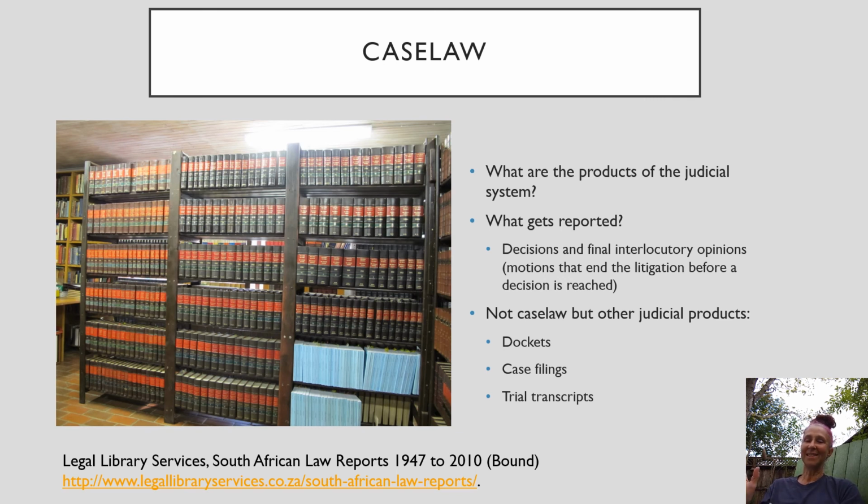There are other things that are not case law, but they are judicial products that you'll be asked to find, and you have to know where they're located and what they look like. That's dockets. A docket is basically a list of all of the written filings that are filed in a case, which are all the written requests or motions filed by the different parties' attorneys, and then all of the orders. And then it also has information about the hearings that are set. That's a docket. And then there are case filings, which are those filings themselves.